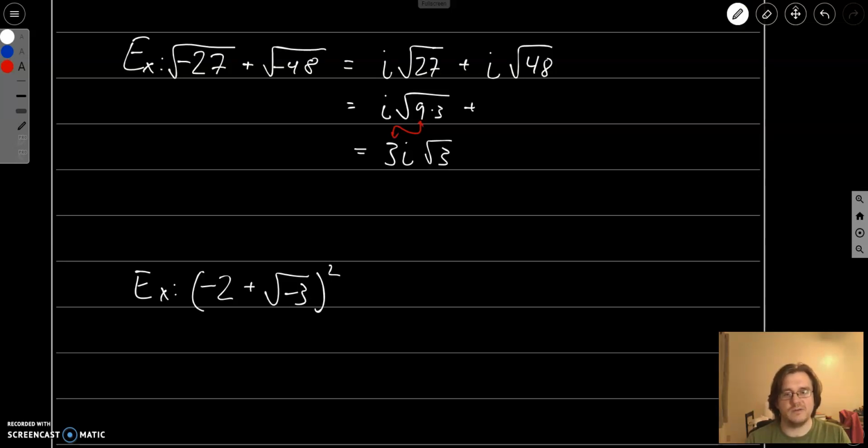Next over here, 48, we recognize that this is going to be 16 times 3. And then again, I can pull out the 16 because the square root of 16 is 4. So 4i times the square root of 3. Again, it's the 16 that I can pull out.